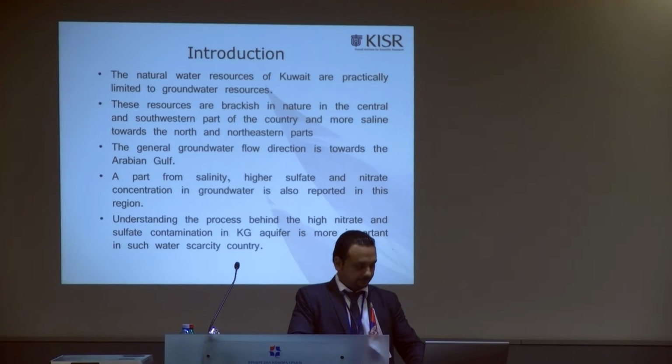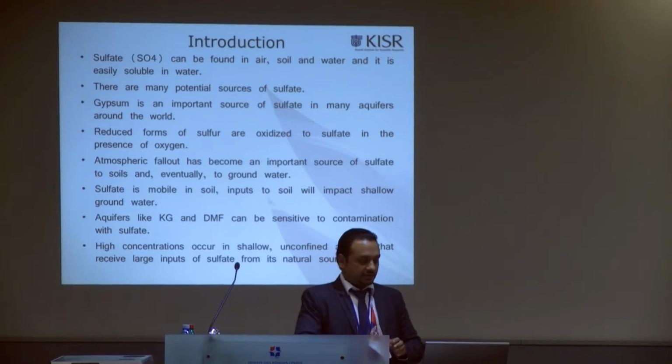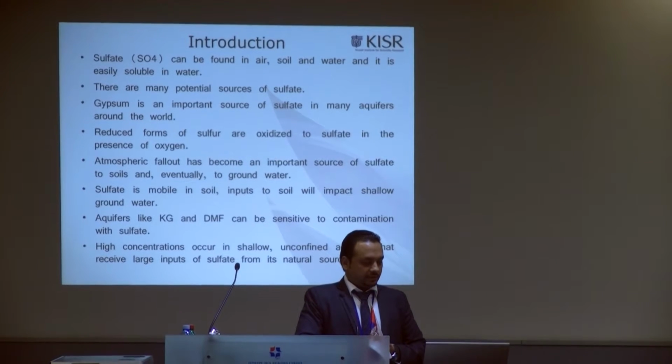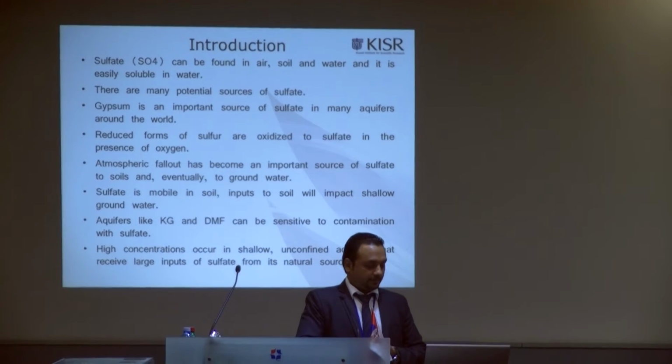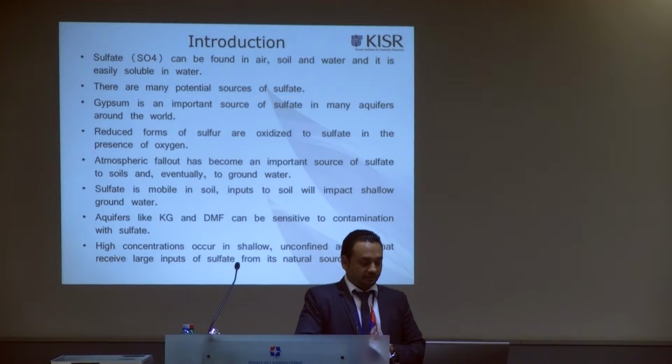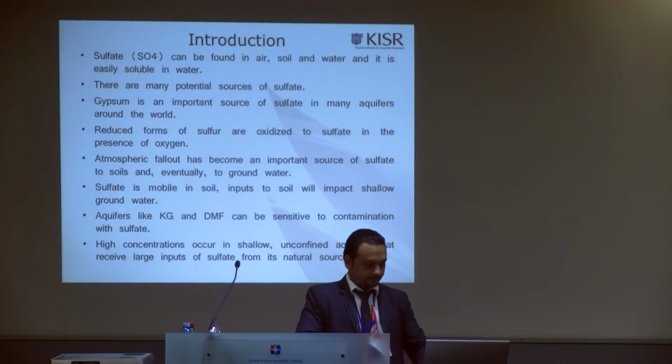So understanding the process behind the high nitrate and sulfate concentration in the Kuwait Group aquifer is more important in such a water-scarce country. Regarding the sources of sulfate, sulfate can be found in air, soil, and water. It's easily soluble in water, and there are many potential sources of sulfate. Gypsum is one of the sources, as well as reduced forms of sulfur which are oxidized to sulfate in the presence of oxygen, atmospheric fallouts, and sulfate in mobile soil. So aquifers like Kuwait Group and Dammam Formation can be sensitive to this contamination of sulfate. High concentration occurs in shallow and unconfined aquifers that receive large inputs of sulfates from natural sources.